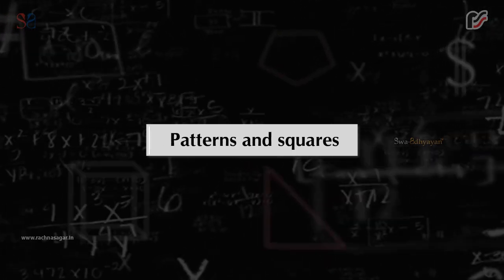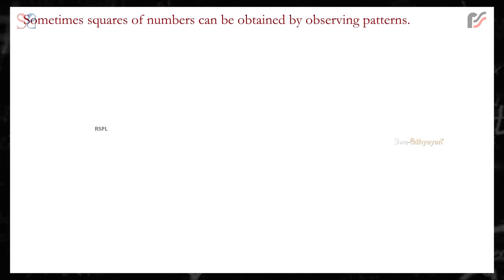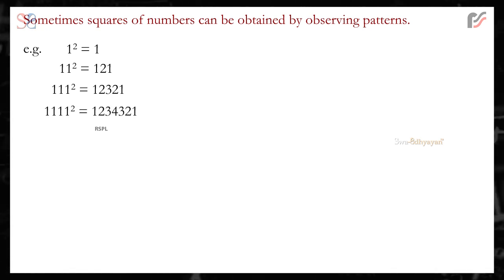Patterns and squares. Sometimes squares of numbers can be obtained by observing patterns. For example, 1 square is equal to 1. 11 square is equal to 121. 111 square is equal to 12,321. 1,111 square is equal to 1,234,321.